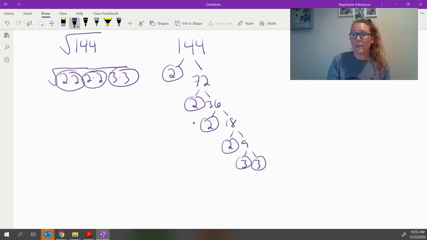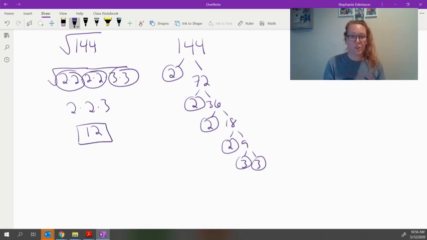So you'll notice I don't have any leftovers inside the radical. So the radical goes away, there's nothing left inside of it. These all come out, 2 times 2 times 3. 2 times 2 is 4, times 3 is 12. So the answer is 12.